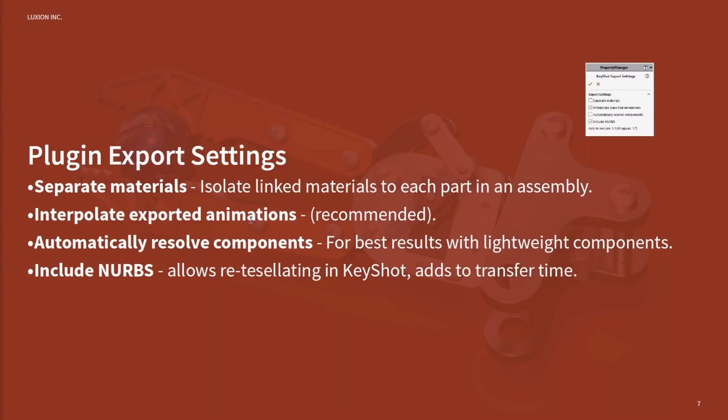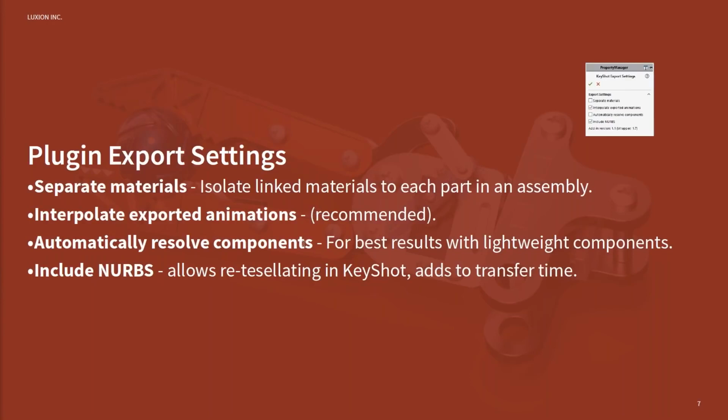The next option is interpolate exported animations, and that's relevant when you're working with motion studies. It's enabled by default, and we recommend that you use that setting, or at least try to send over the motion study with that setting enabled first. And if it doesn't look right, then you can disable it and try again. We can talk about this a little more when we talk about motion studies.